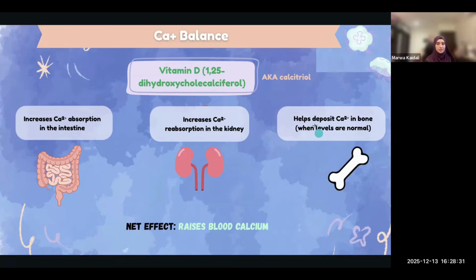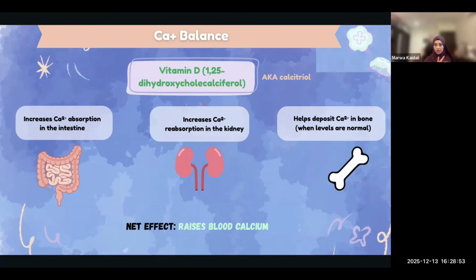Now, some of you might say that this mechanism is supposedly going to decrease the calcium in the blood because we're depositing calcium in the bone. But that's not the case, because it only takes the excess calcium that is in the blood. It does not take from any normal values. So whenever we have extra calcium in our blood, vitamin D is going to take it and deposit it in the bone.